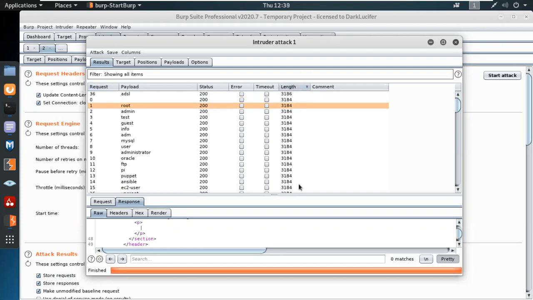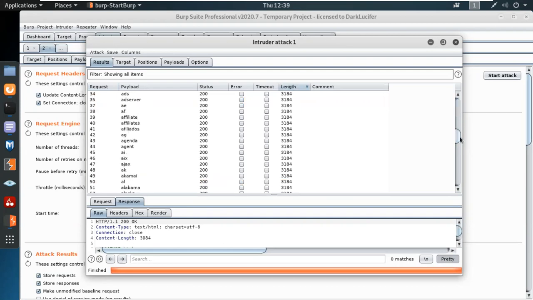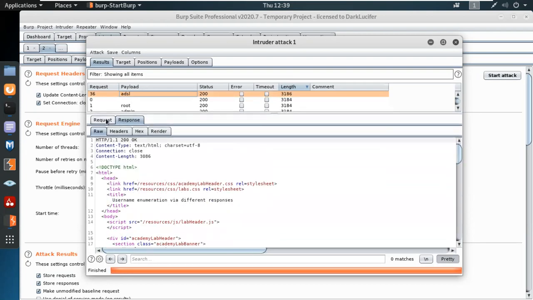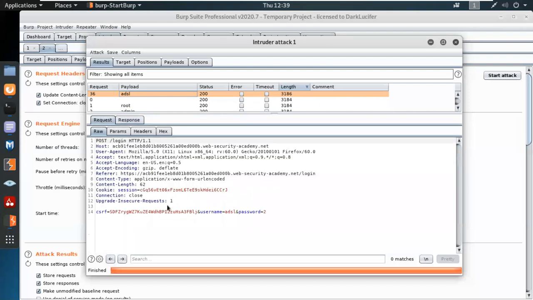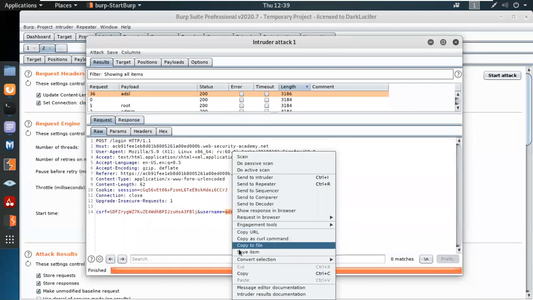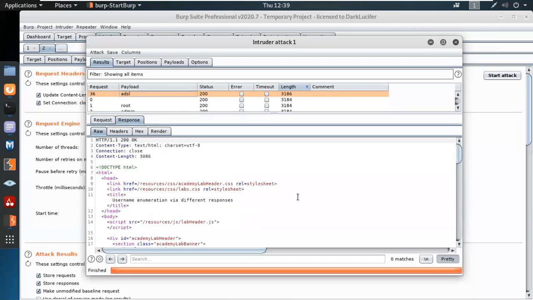So you will see that 3186 is the maximum length all over here, which is ADSL. See this one. So they are using ADSL. Let's copy this one first of all, yes, and let's check the response code.